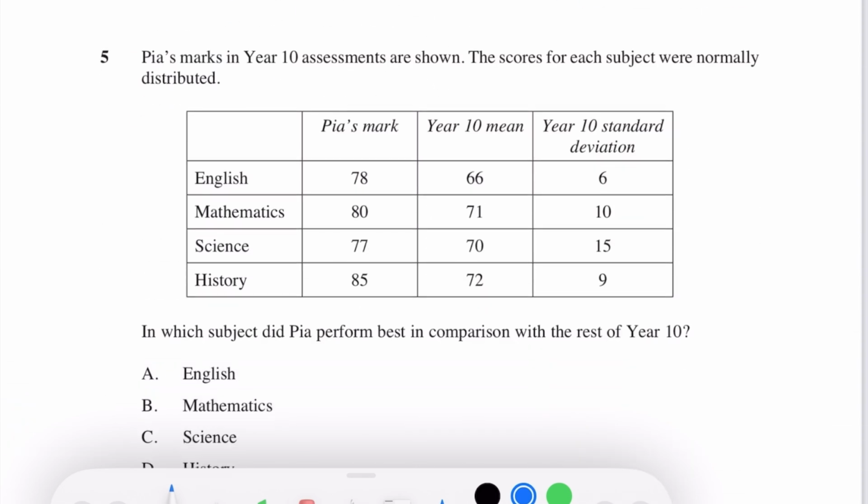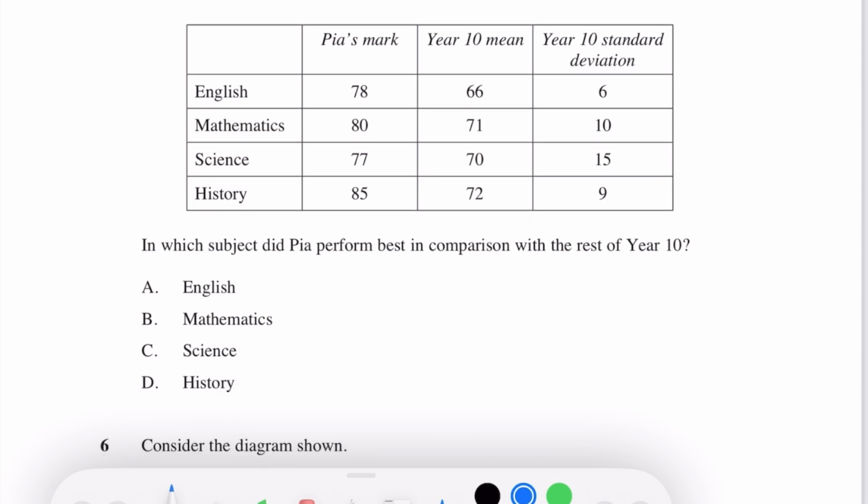Okay, question 5. Peers' marks in a Year 10 assessment are shown. The scores for each subject were normally distributed, so that means we've got the bell curve happening. And which subject did Peer perform best in comparison with the rest of Year 10? So she got 78, 80, 77, and 85 in those 4 subjects. The mean was lower for all of those subjects, so she was above the mean for all of them. But what we want to know is how many standard deviations she was above the mean.